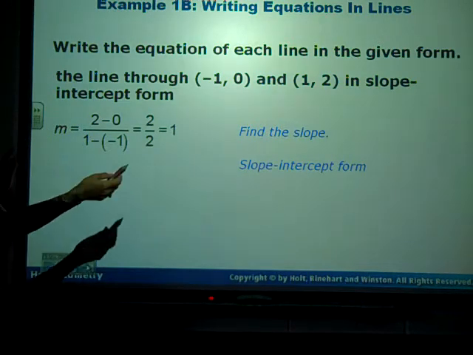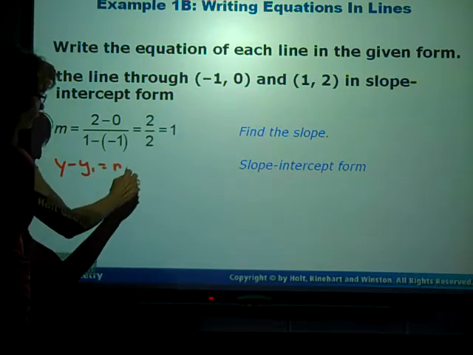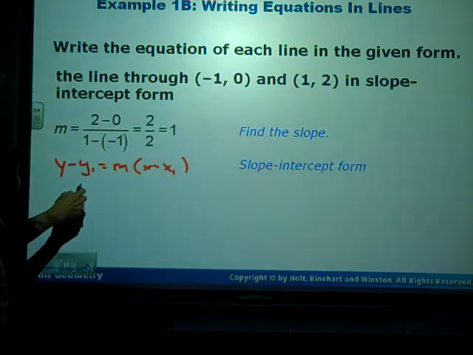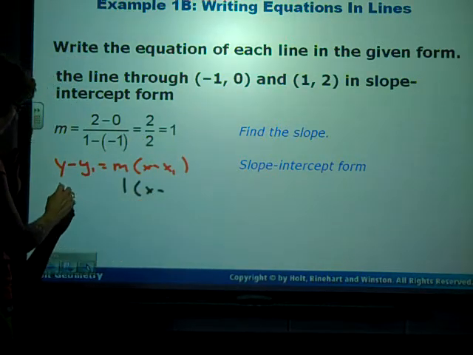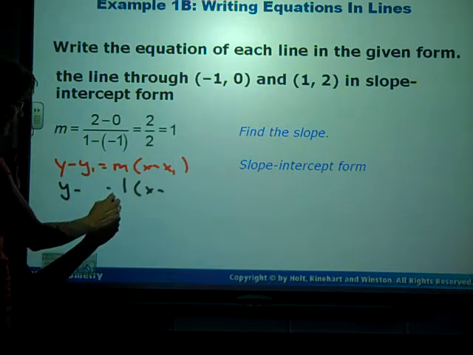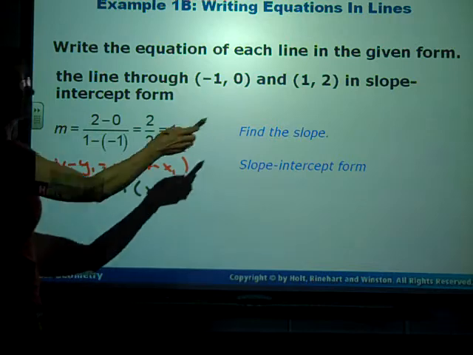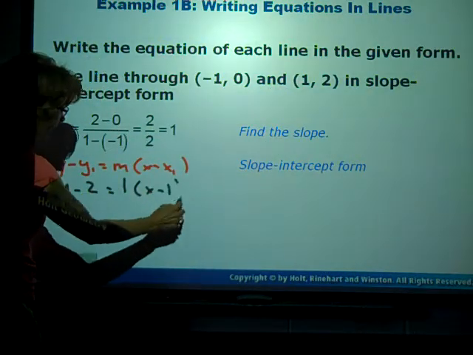with point-slope form. y minus y sub 1 equals slope times x minus x sub 1. Put in what you know. I know the slope is 1. And I can use either point, and I'll get there. I like positives, so I'm going to go with 1, 2. 2 is the y, 1 is the x.